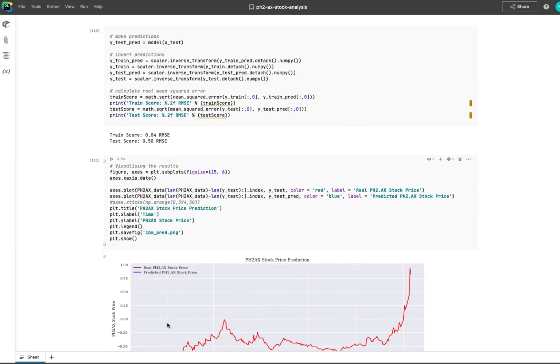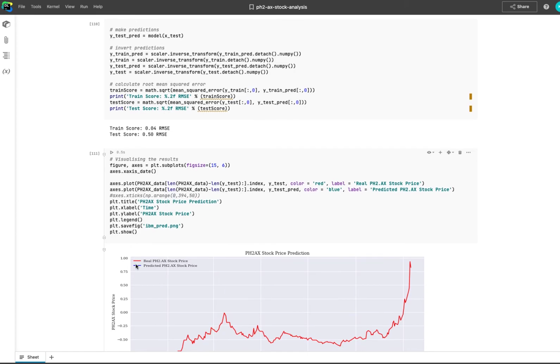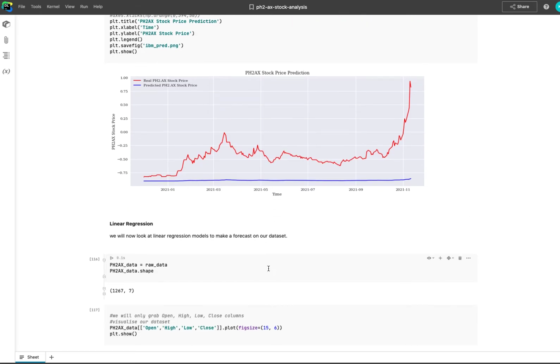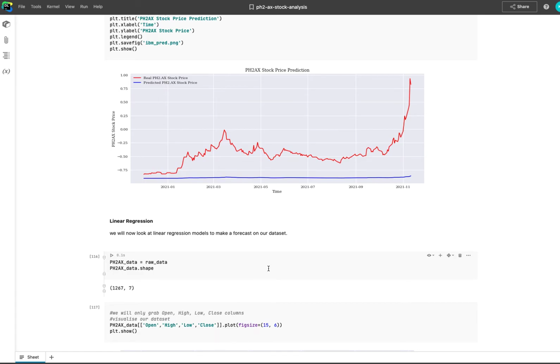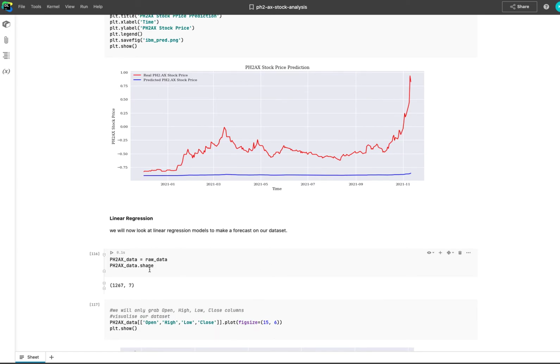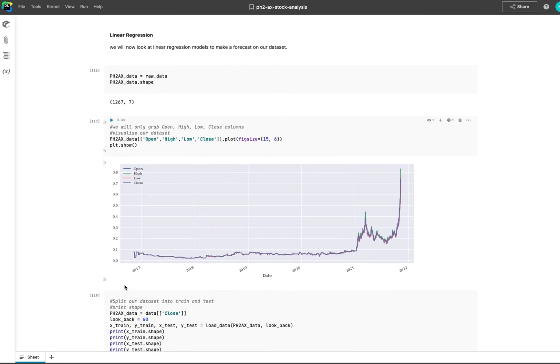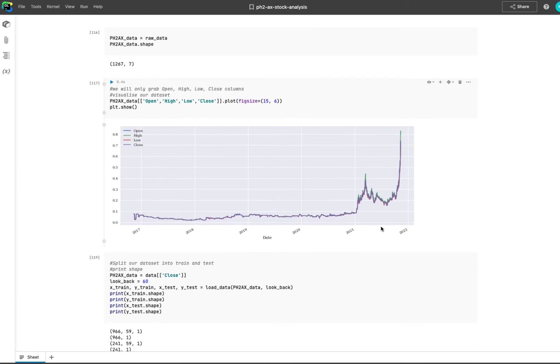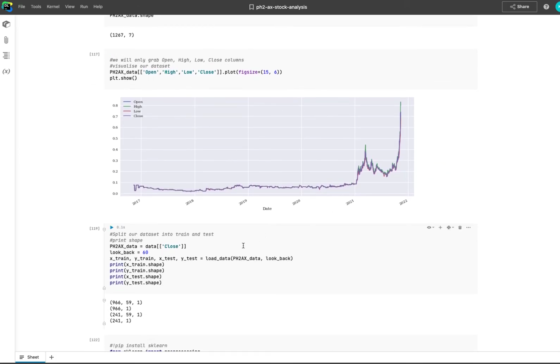And then we're going to go ahead and visualize it. And we're going to use a linear regression this time as well. And this time we want to forecast our data set and see how far into the future, say 2 weeks from now, how much it's going to be. So this is our data again, 7 columns with 1,267 data points. And I took the open, high, low, and close. And this is a graph of it, visualization.